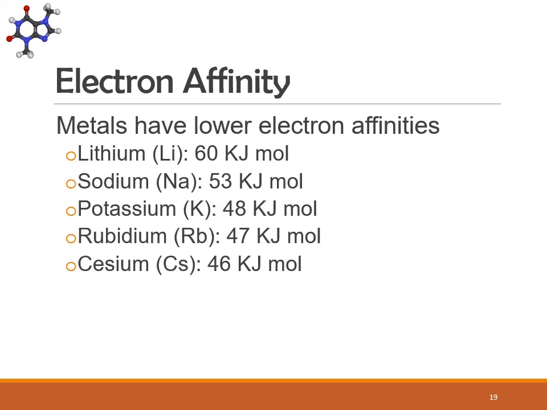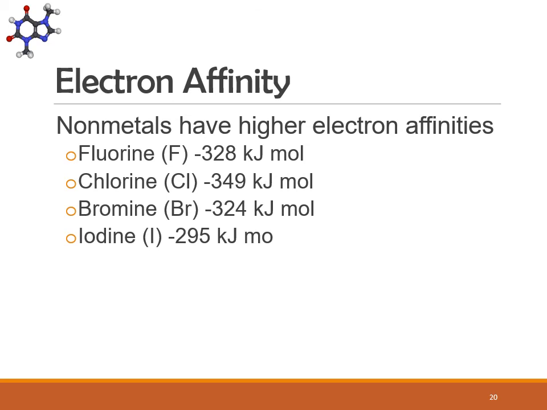Metals have lower electron affinities because it is easier for these elements to lose their valence electrons. Their nucleus does not have a strong pull on their valence electrons. Non-metals have higher electron affinities because they need to accept electrons. The valence electron shell of these elements is closer to their nucleus. Thus, it is harder to remove an electron and it is easier to attract electrons from other elements.